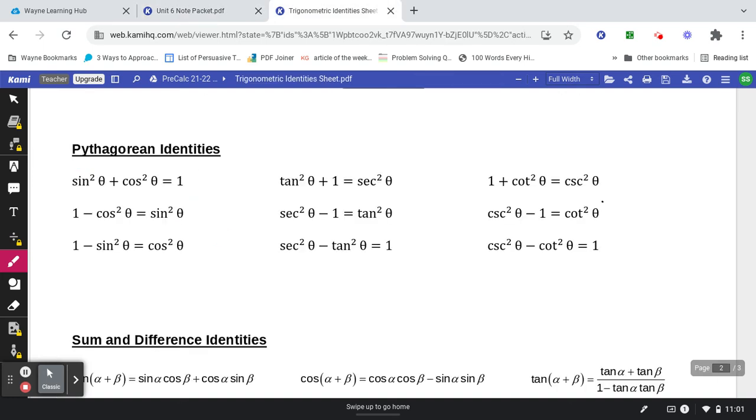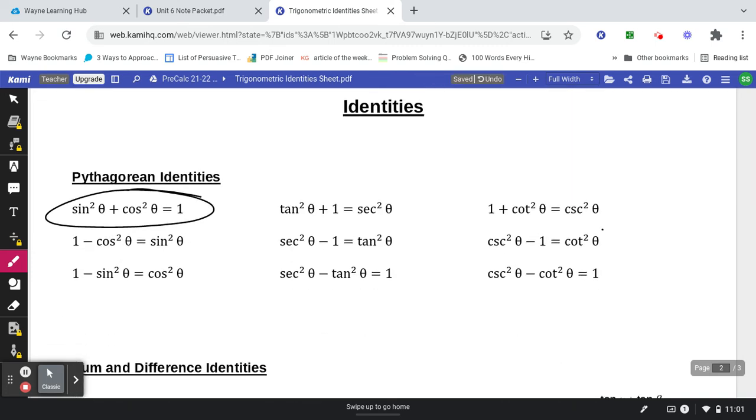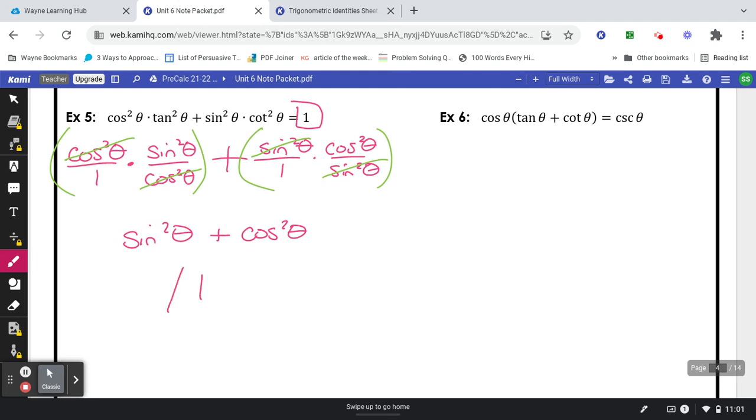And if I look on the back, I see right here that sine squared plus cosine squared is equal to 1. There we go.